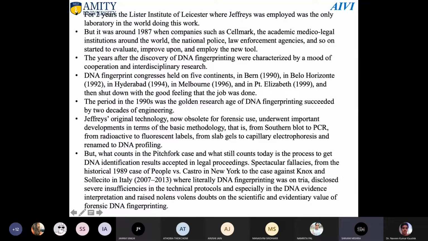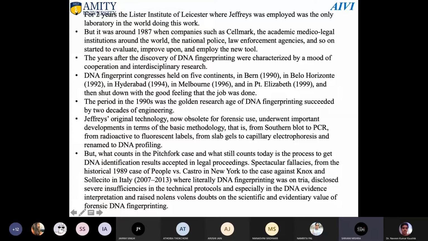Now we have moved from the Southern blot to PCR. Radioactive probes were being utilized at that time, and now we are using non-radioactive probes. Now we can use fluorescent probes, which are a bit less toxic. And instead of slab gel electrophoresis, we now have capillary gel electrophoresis, where at one time you can run a large number of samples, and the length of the run is also much more.